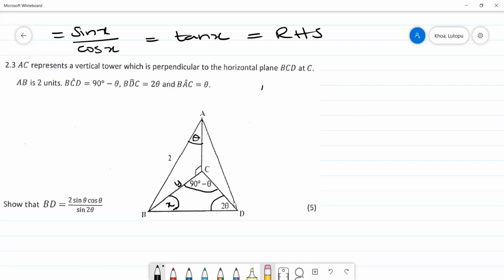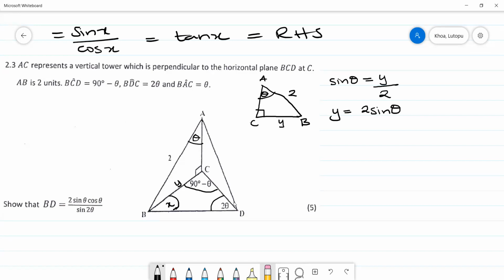So the triangle we have, ABC, looks like this. So we have A, C, and B is here. This is 90 degrees. This angle there is theta. So this is 2 units. We have the hypotenuse. We are looking for the opposite. So we can see that sine of theta is equal to the opposite, which is y, over the hypotenuse, so y over 2. Then we make y the subject of the formula. This is 2 sine theta.